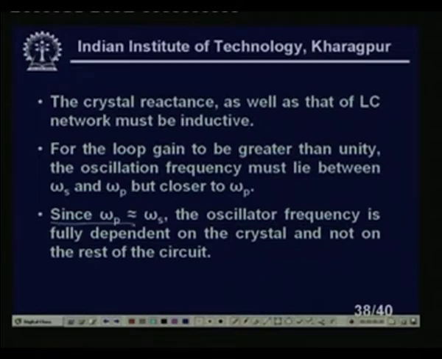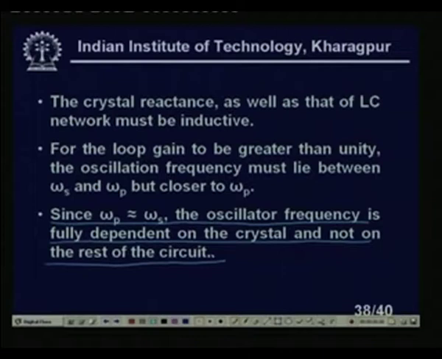since omega p is equal to omega s, the oscillator frequency is fully dependent on the crystals and not on the rest of the circuit. We will find that we have other elements in the circuit, but the frequency of oscillation of the oscillator will not depend on the rest of the circuit, it will depend only on the crystal itself, and it is highly stabilized, it hardly changes with time or anything. So, that is the reason I get a very stable frequency there. All these properties happen because of large inductance.